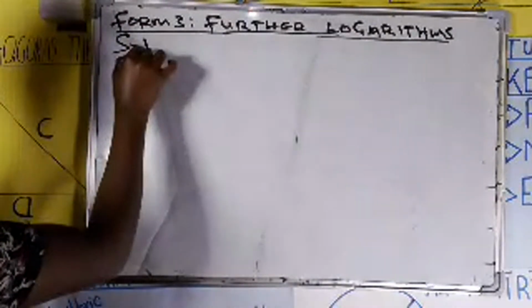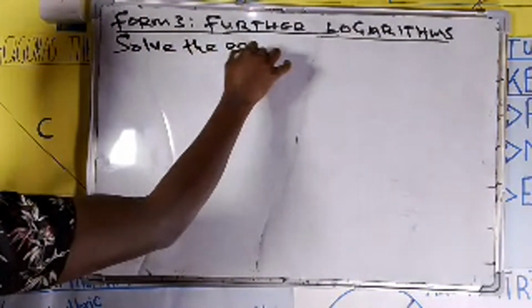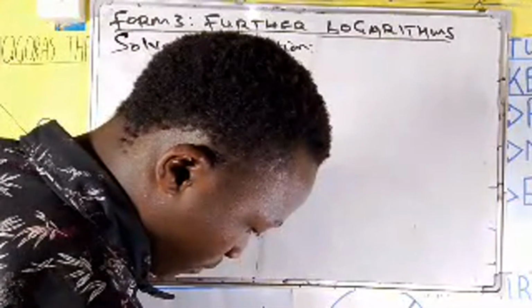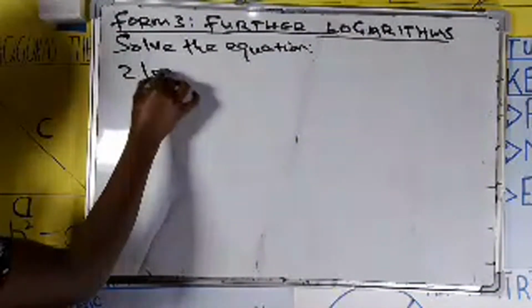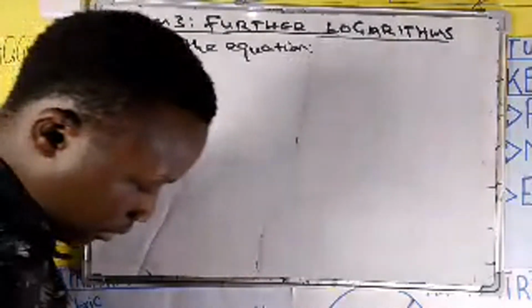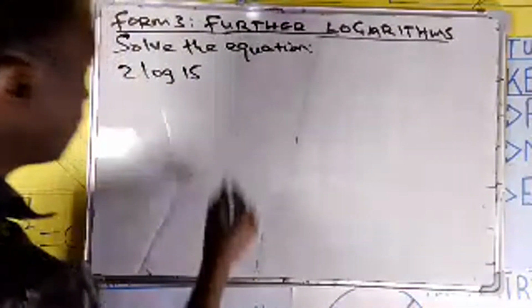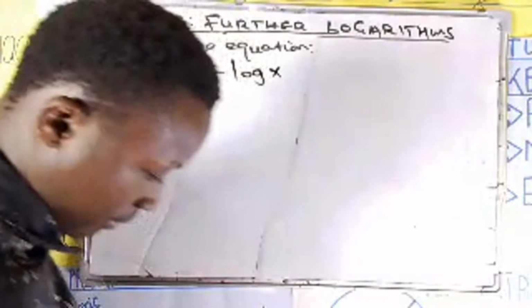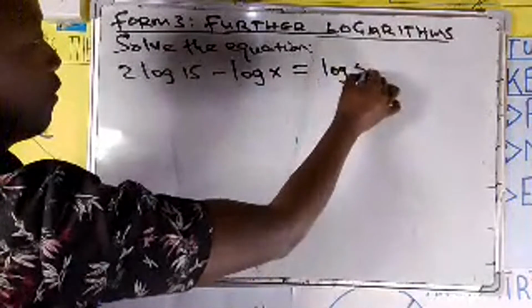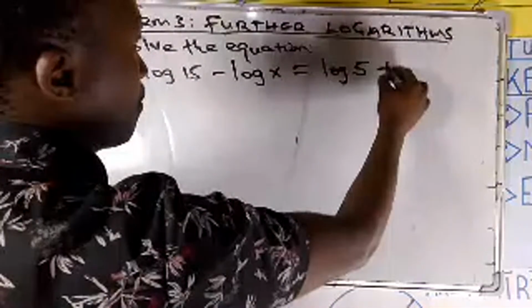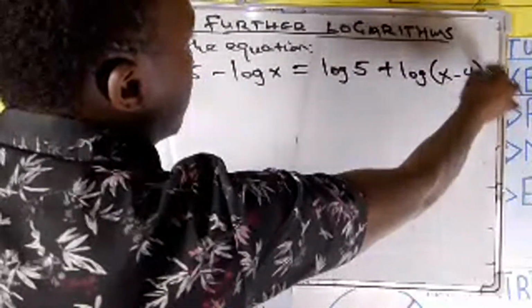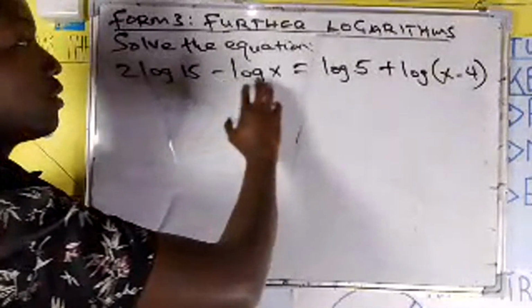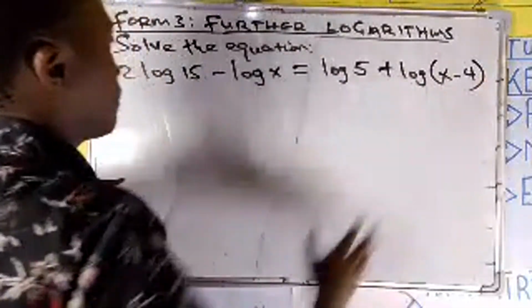Solve the equation. 2 log 15 minus log x is equal to log 5 plus log x minus 4. You have that 2 log 15 minus log x is equal to log 5 plus log x minus 4.